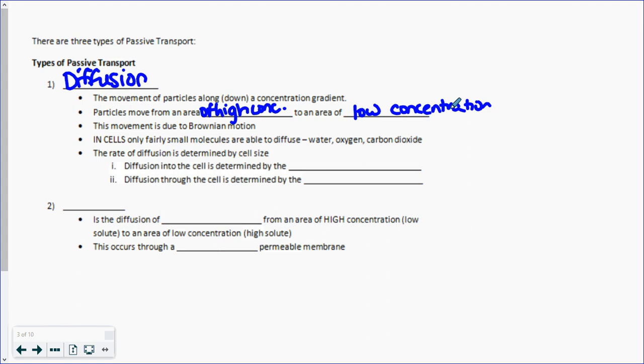We'll talk a little bit about water in the next part, but the rate of diffusion is determined by cell size. So the rate of diffusion into the cell is determined by the amount of surface area of the cell. And then the diffusion within the cell, so once things get into the cell, their ability to move around within the cell is actually based on the volume of the cell.